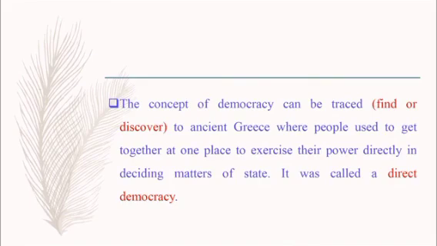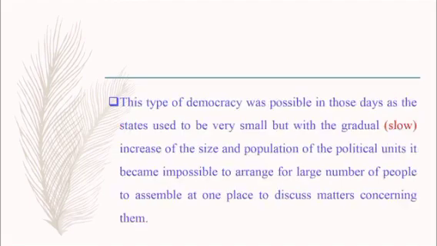The concept of democracy can be traced, traced means find or discover, to ancient Greece, where people used to get together at one place to exercise their power directly in deciding matters of state. It was called a direct democracy. This type of democracy was possible in those days as the states used to be very small, but with the gradual, meaning slow, increase of the size and population of the political units, it became impossible to arrange for large number of people to assemble at one place to discuss matters concerning them.